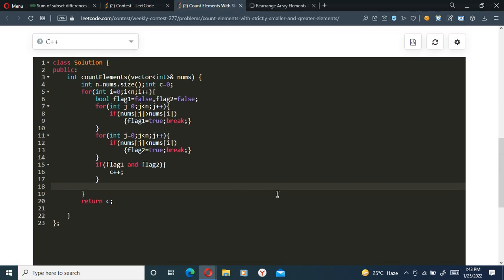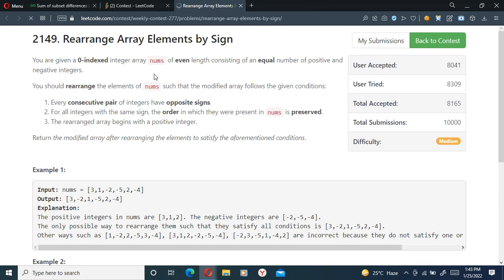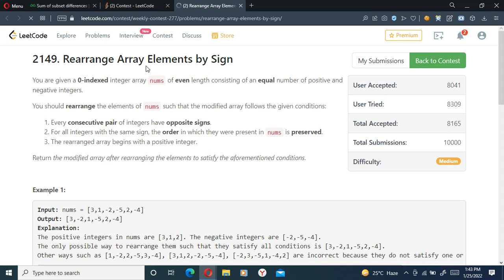What is the better way I can do? I'll just optimize this later. Let's check the second problem: Rearrange array elements by sign.